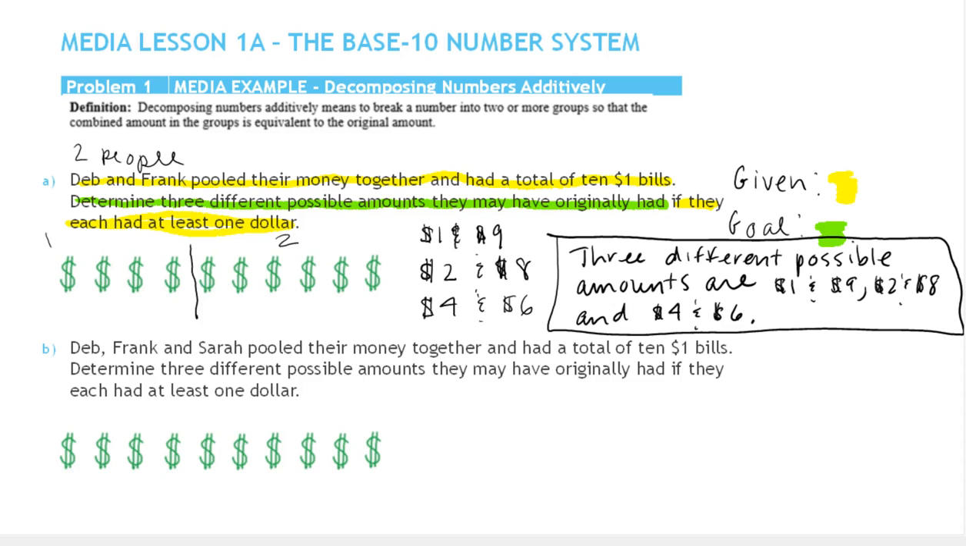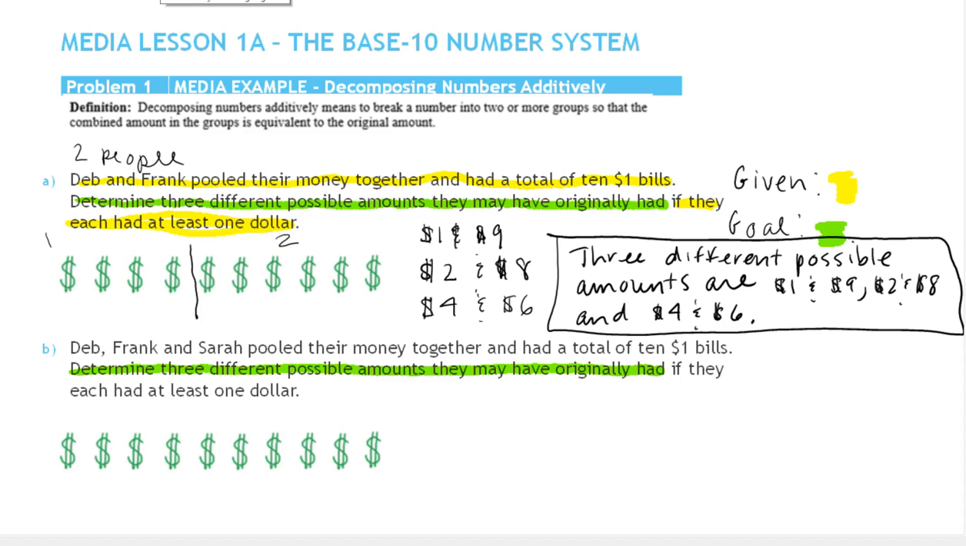So let's start by finding our goal, which is identical to the last one. Determine 3 different possible amounts they may have originally had. What's different is this they isn't referring to 2 people like it was in this problem, Deb and Frank. In this problem, we have Deb, Frank, and Sarah. So that's really what makes this problem different.